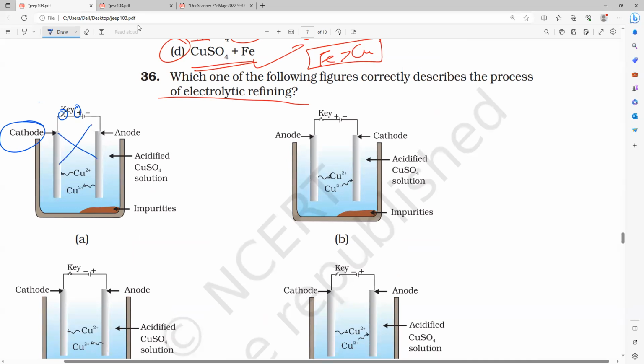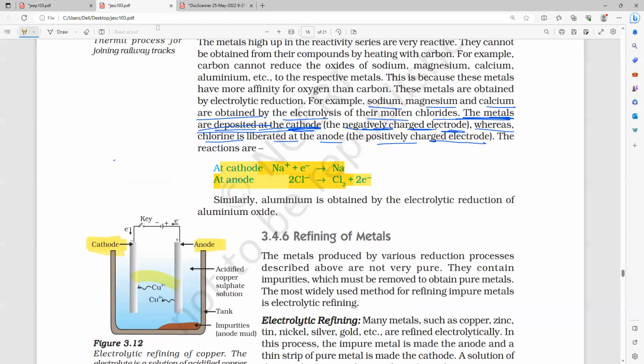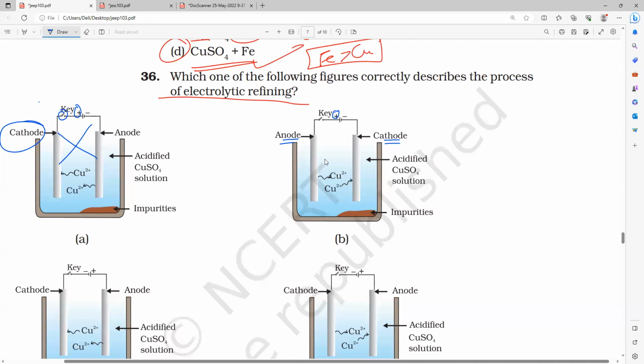Next, check it. The key is positive, so anode, that's fine. And the key here is negative, so it is a cathode. That's fine. But where should the anode mud, the impurities, come? Below the anode. Am I right or wrong? Yes, below the anode. But here where are they coming? Below the cathode. So this is also wrong.